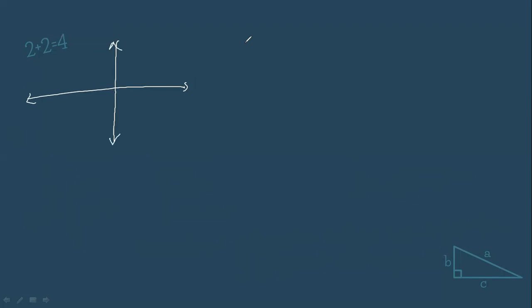Halimbawa, meron tayong graph na ganito. Is this a function or not? We need to use the vertical line test. So using the vertical line test, nag-meet lang siya ng isang beses doon sa graph. So therefore, this is a function.